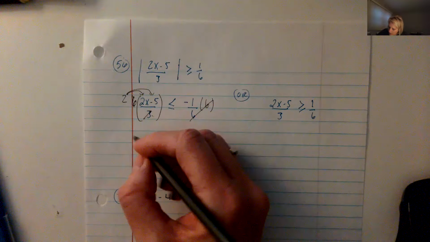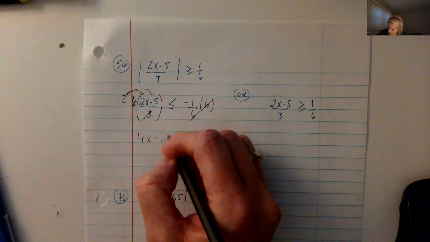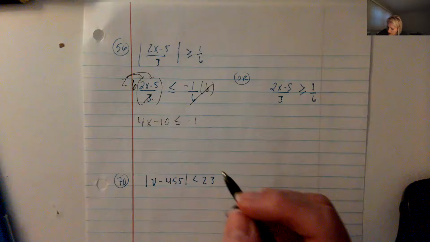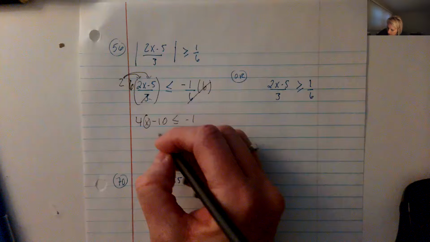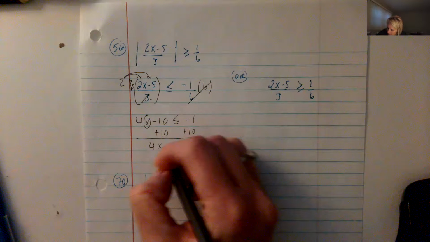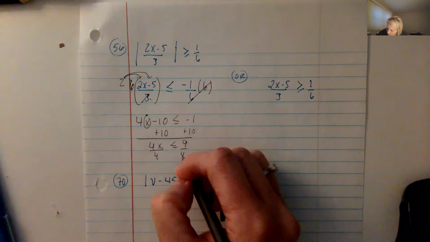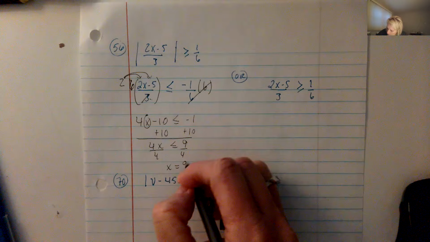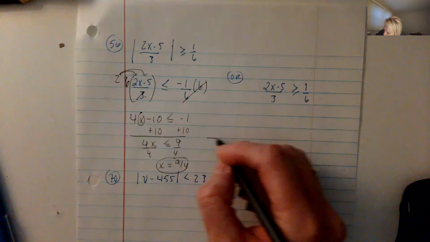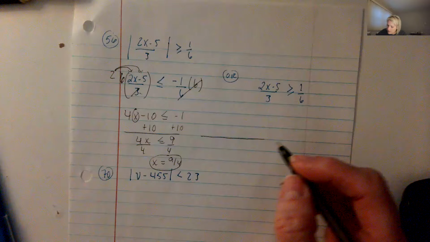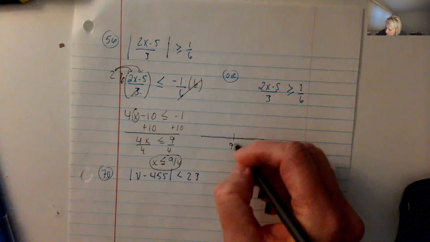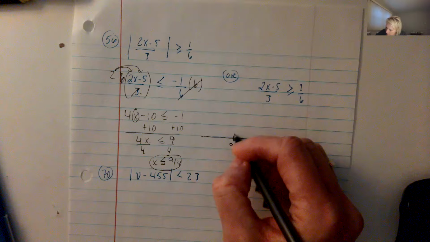So we have 4x minus 10 less than or equal to a negative 1. Solving for x, we're going to add 10. So we'll have 4x less than or equal to 9. And we're going to divide by 4. So x is less than or equal to 9/4. And we'll make sure we do our number line here. So 9/4, we're going to color that in and it's less than.